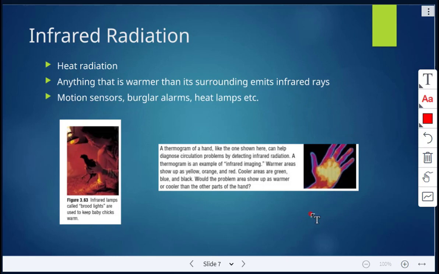Here's another picture of a thermogram. This is of a hand. So again, it could be used in medical areas. It can help diagnose, for example, circulation problems, right? By using this thermogram, it can show the warmer areas with yellow, orange, and red colors, and then the cooler areas are shown as green, blue, and black. All right, so thermograms can also be used in buildings and houses to see where there is heat loss, right, around windows and doors. So it can be used in those kinds of areas as well.